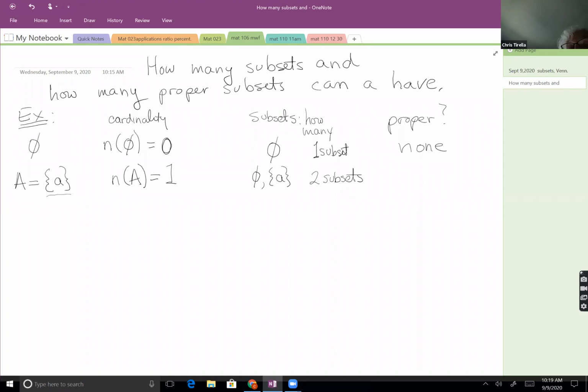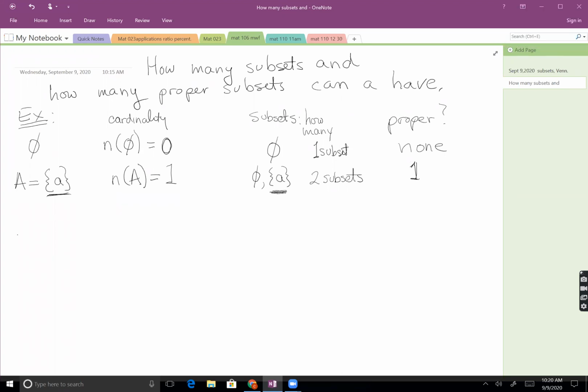Now, when we talk about a proper subset, it cannot equal the set itself. Do you see one of the subsets is equal to the set? And so this will only have one proper subset. We have to take away the set itself. How does it have two subsets? Because the empty set is a subset of every set, and the set is a subset of itself.